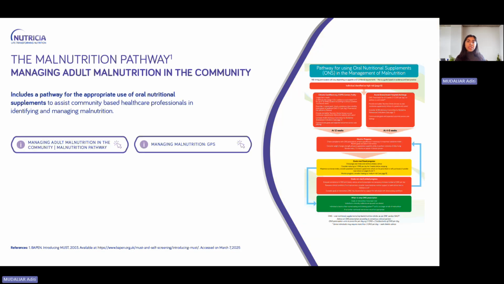Outside of the MUST tool, to support the practice of this, the malnutrition pathway has been developed and endorsed by 10 professional bodies within the clinical space. A community-specific pathway is also available to guide the integration of screening, monitoring, and use of oral nutritional supplements in practice, including when and how to discontinue them. This is a brilliant resource to assist you in identifying and managing malnutrition.